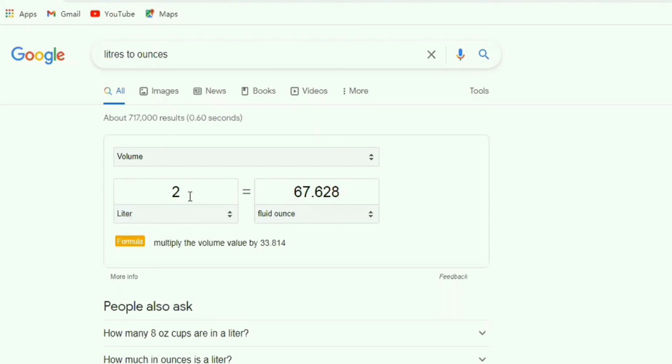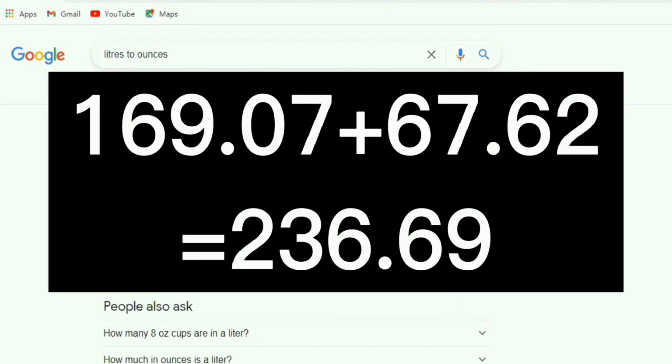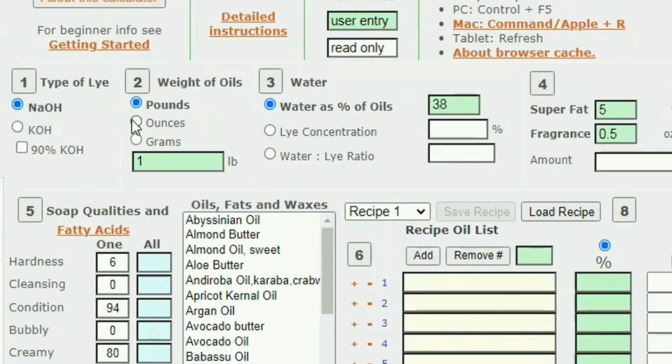We need to know the total amount of oils that we need in our recipe. So we're going to add those two together. So that's 169.07 plus 67.62, which will amount to 236.69 ounces. So under weight of oils, we select ounces and we enter in the total amount, 236. You can round it up if you want to, but I just left it as it is.